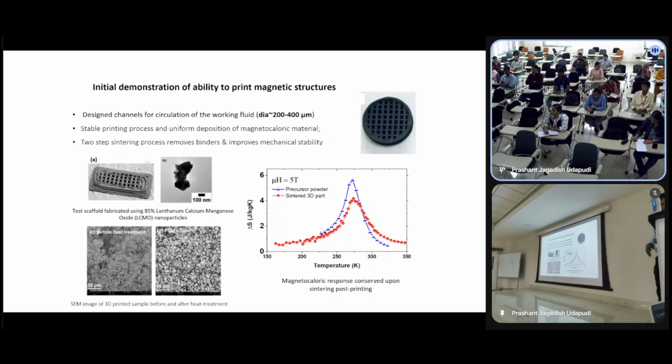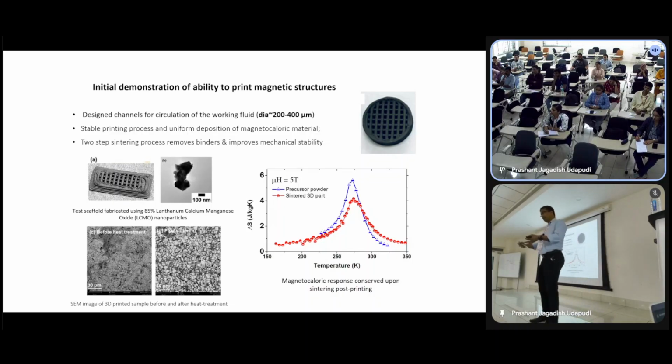It's nothing but direct ink writer. And here we show the precursor powder has slightly high magnetocaloric effect compared to the sintered part. Once we print this, that's called the green body.